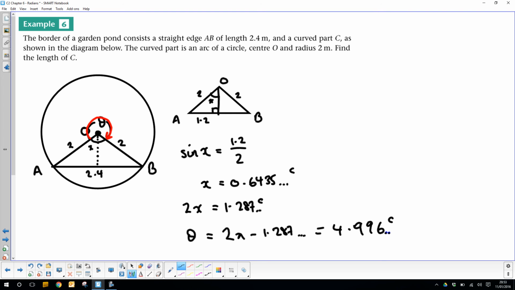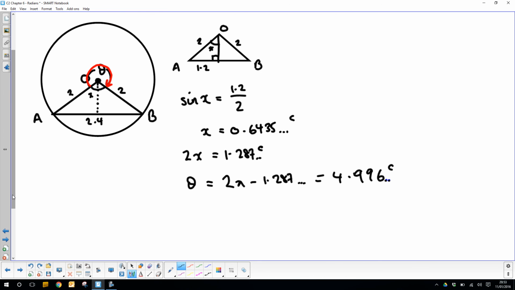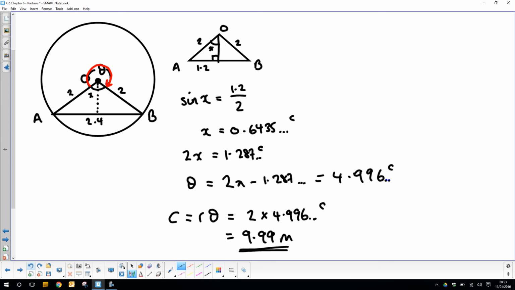So in order to work out the curve length C, we do, well, let's not call it L, let's call it C. C equals R theta, and R is 2, theta is 4.996. So we're left with 9.99 metres. And we found the curve length. And just having a look, I think that's it. Yeah, that's it for the examples before 6b.